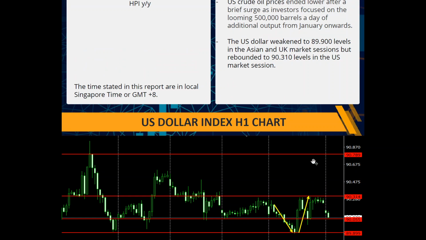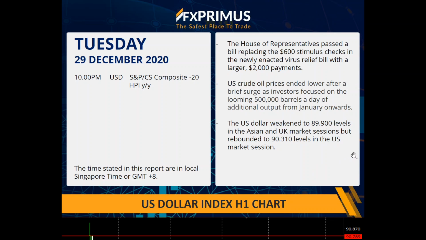In terms of economic news and data, the House of Representatives approved an amendment regarding the 600 US dollar stimulus checks payable to US households. They have increased the amount from 600 US dollars to 2,000 US dollars on the request of Donald Trump.